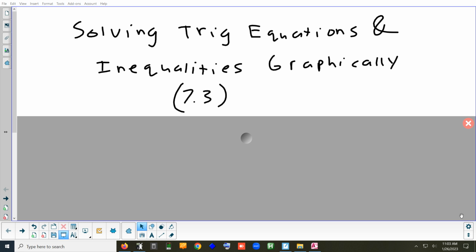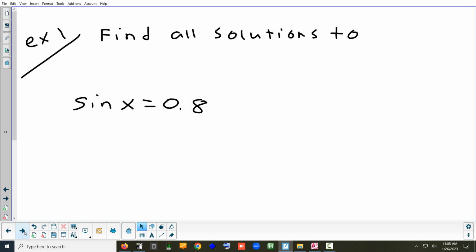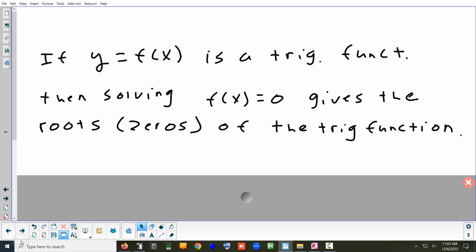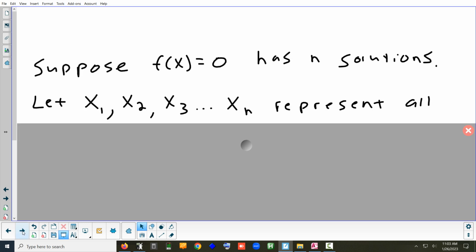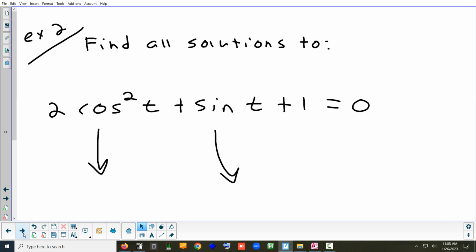Right, so section 7.3, we're going to look at solving trig equations graphically. And you might think, well, yeah, we did that yesterday with simple problems like that. So we're going to look at a kind of a simple one again. But then we're going to get into trig equations that have higher powers in them, like cosine squared, sine cubed, things like that.